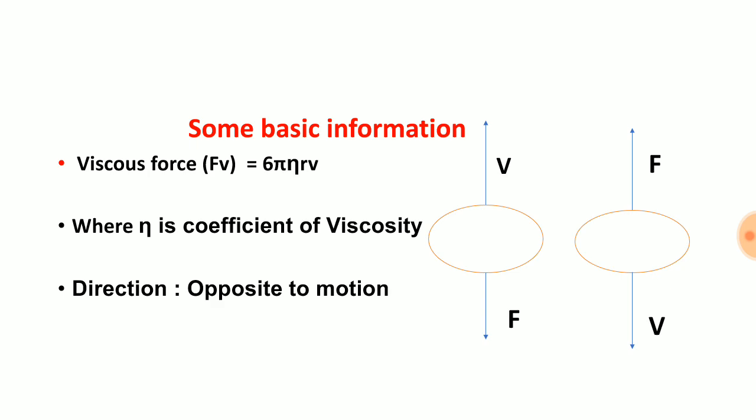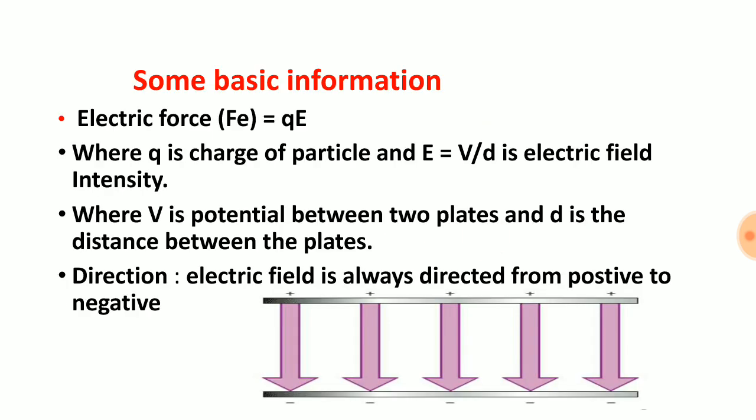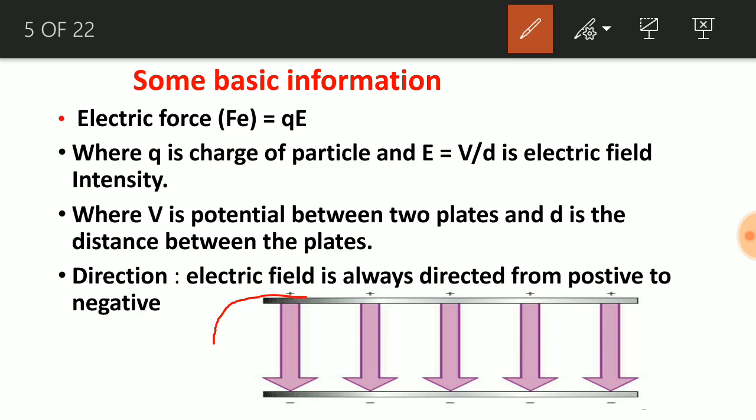Now let us see another force. This is electric force. Expression of electric force is Q into E, where Q is the charge and E is electric field intensity, that is V by d, where V is the potential difference between these two plates. If this plate is connected with one battery, then the potential of this battery is called V, and the separation between this plate is called d. Here the direction of electric force is always from positive to negative.